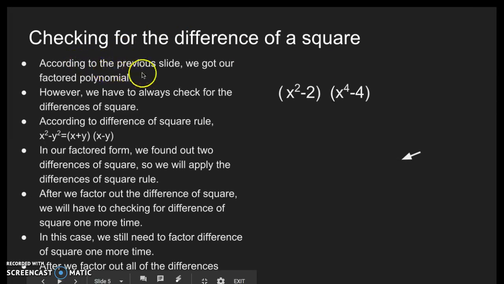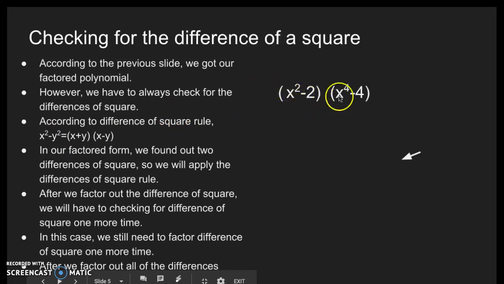According to the previous slide, we got our factored polynomial, which is x squared minus 2 in parentheses times x to the 4th minus 4 in parentheses. However, we have to check for the difference of squares. According to the difference of squares, x squared minus y squared equals x plus y times x minus y. So I need a square.